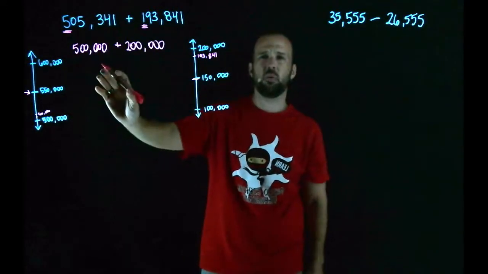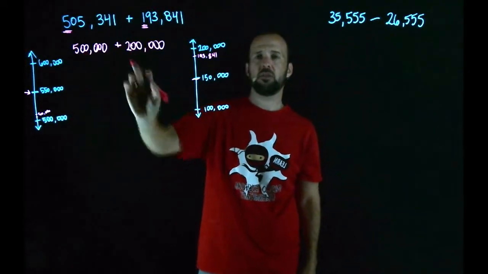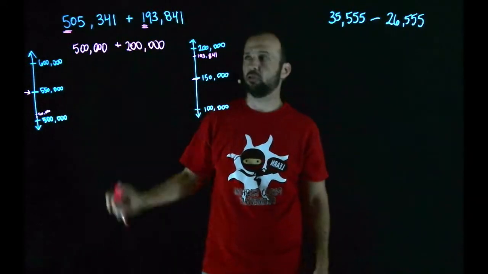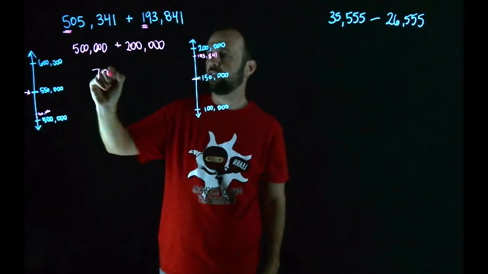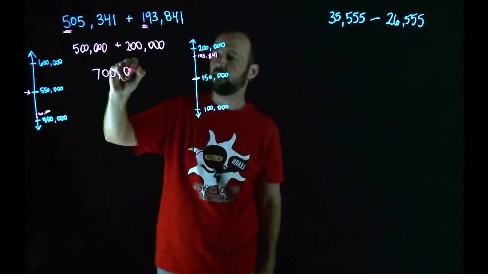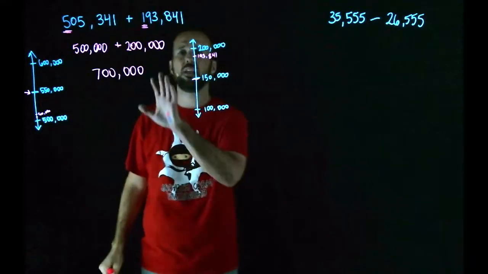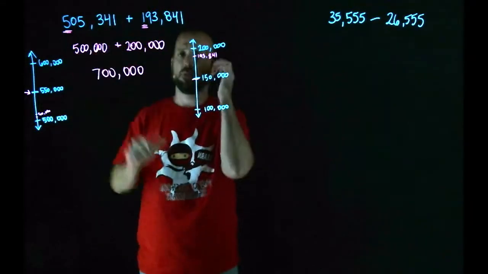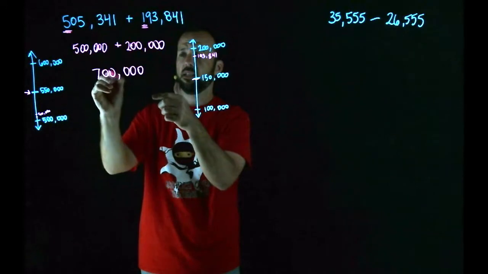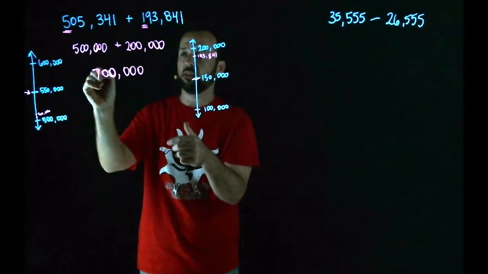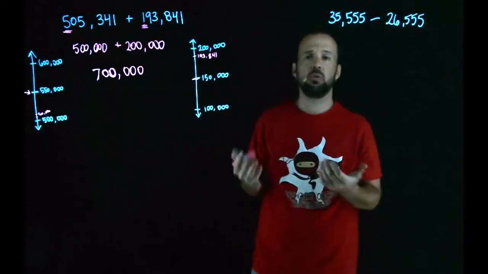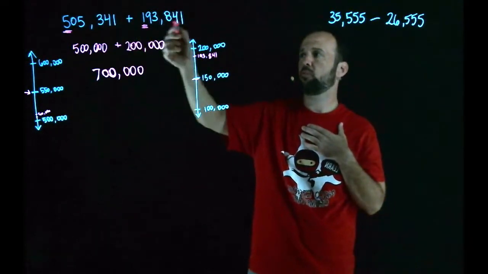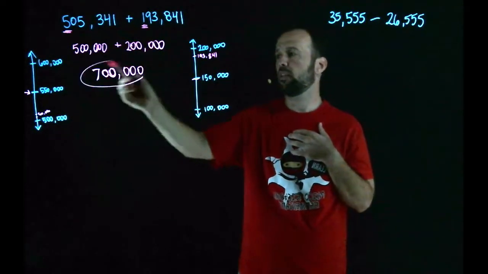Now, can I quickly and easily add 500,000 and 200,000? I sure can. 5 plus 2 is 7. So that is 700,000. So a good estimate for this number right here would be 700,000. Now, is that going to be the exact answer? Is that going to be exactly what that comes out to? No.